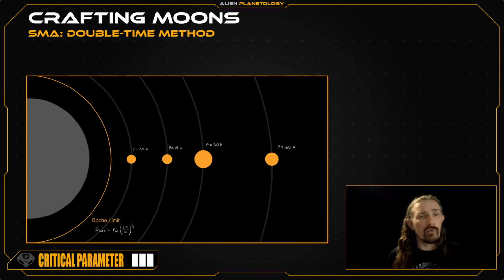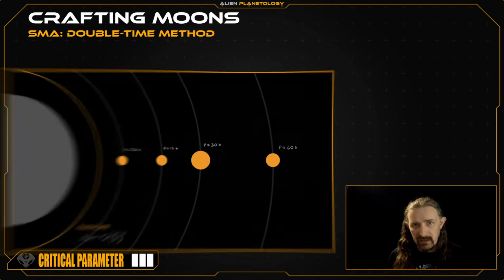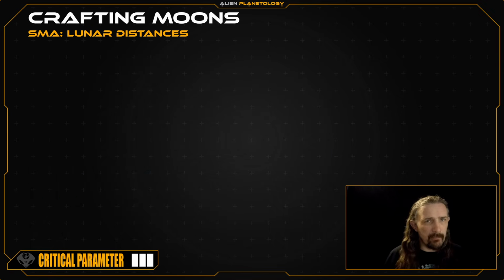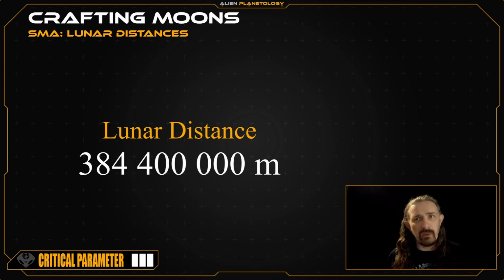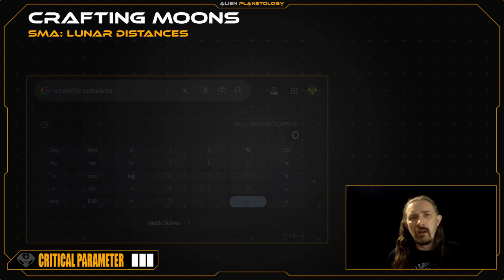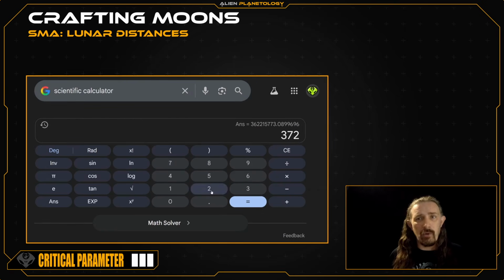Just remember to be careful when placing moons closer to the planet and check to make sure that they are above their Roche limit. When converting a moon's semi-major axis from meters into a comparative unit, an astronomical unit is usually too large. Instead, we use the lunar distance, which is defined as 384,400,000 meters. So in the calculator, we simply enter our moon's semi-major axis in meters, and then divide by 384,400,000 to get its orbital radius in lunar distances.